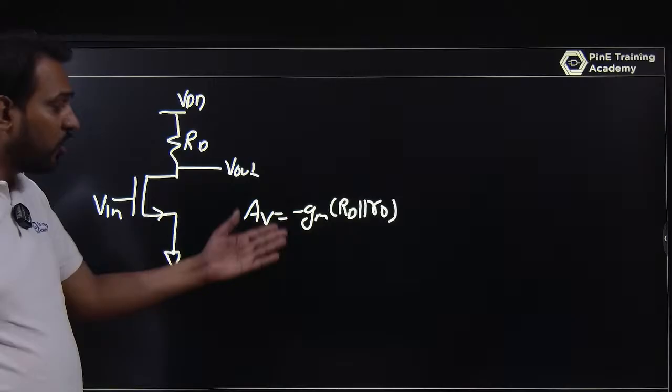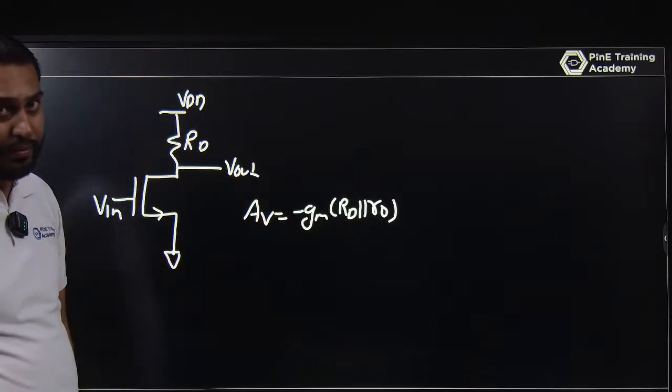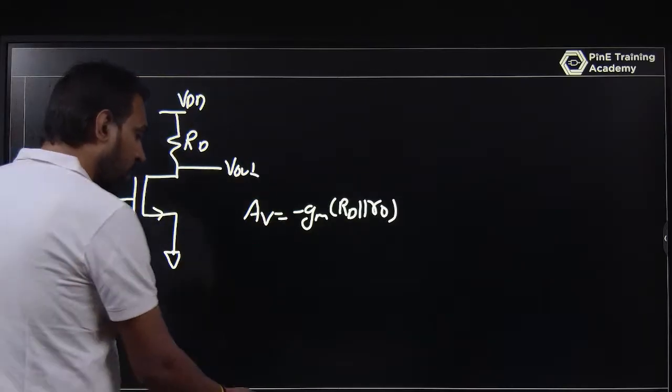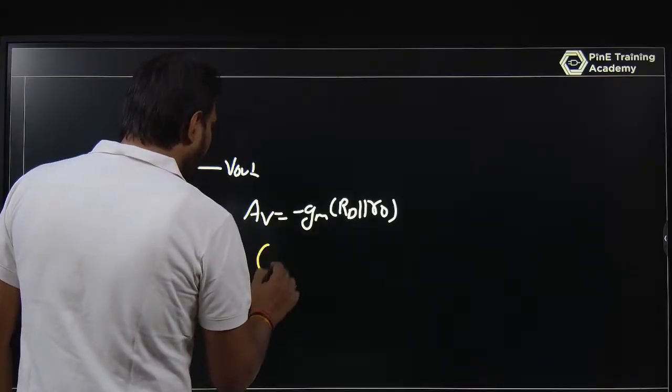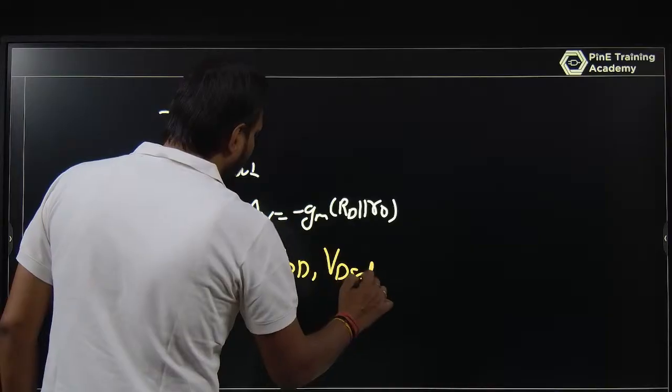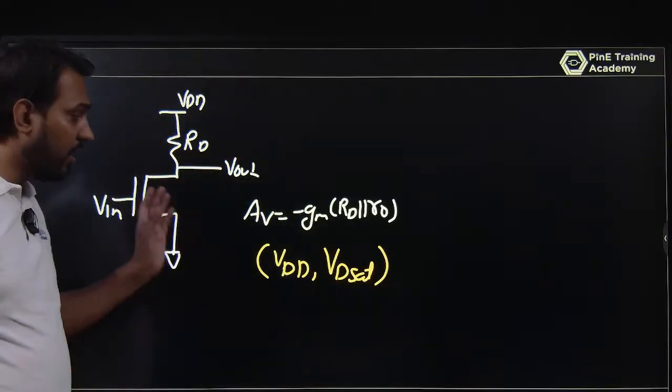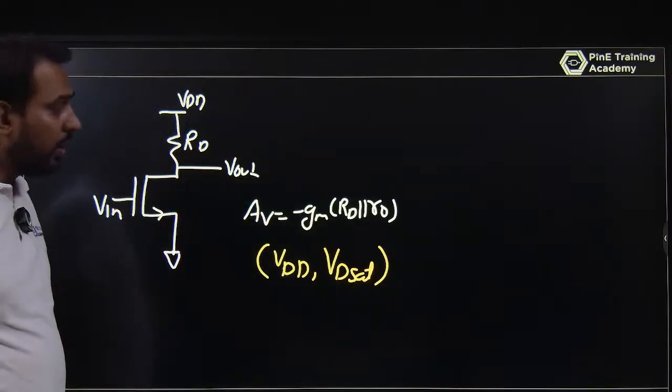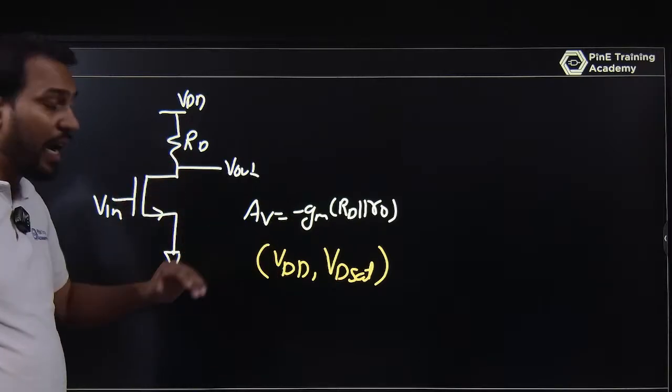But the swing is from VDD to VDsat. The output can be shifted from VDD to VDsat with the resistive load. So the good part is that the swing is higher.